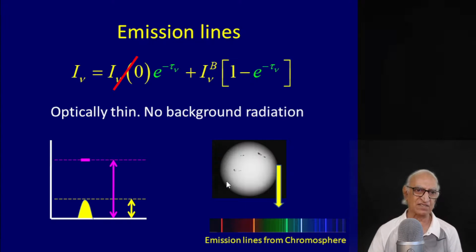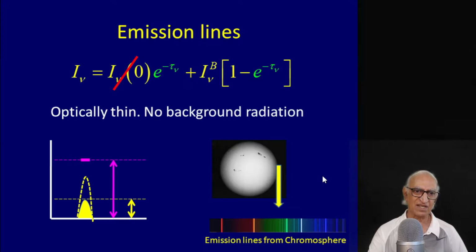So that's the reason why when we look towards the limb of the sun, there is no background radiation, the medium is optically thin, and I get only tau nu times I nu b, I get emission lines. I hope that is clear to you.